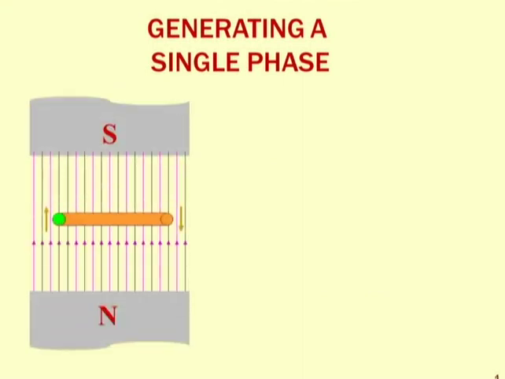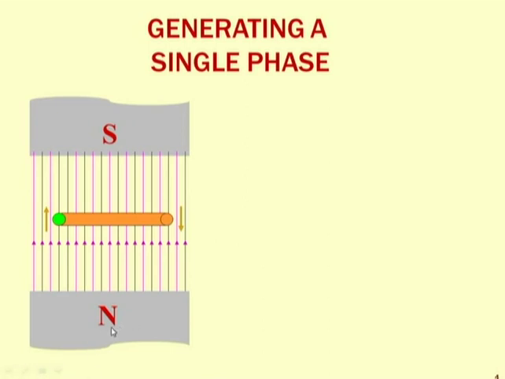Now we start our discussion with generating a single phase AC supply, or single phase AC voltage. This is a very important thing. See, in this case we have the magnet which is stationary.